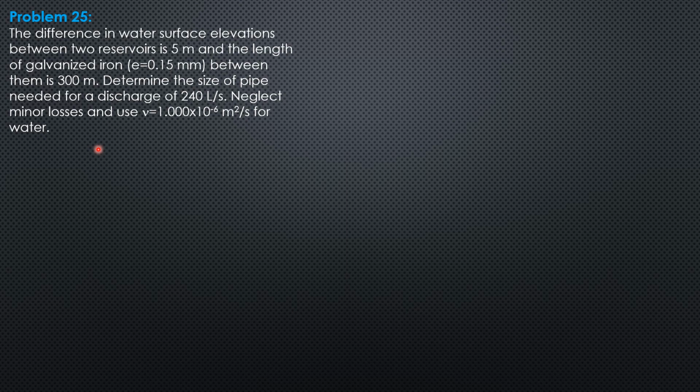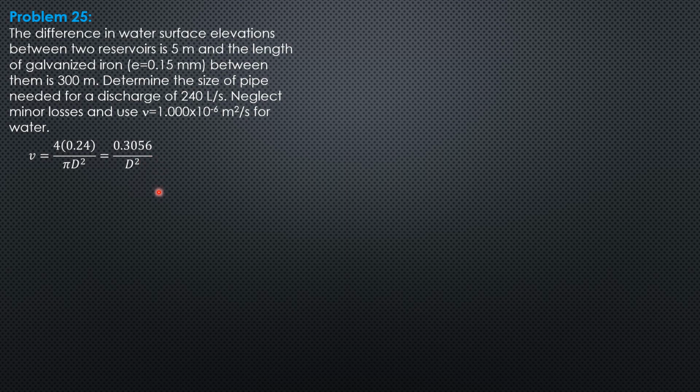Neglect minor losses and use kinematic viscosity of 1.000 times 10 to the negative 6 square meter per second for water. So again, if you have two reservoirs, the difference in elevation, if you write the energy equation, is automatically the head loss in the system, neglecting the minor losses. So velocity is 4 times discharge over pi diameter square. The discharge is 240 liters per second, so 0.24 over pi d square. So it is 0.3056 over d square.